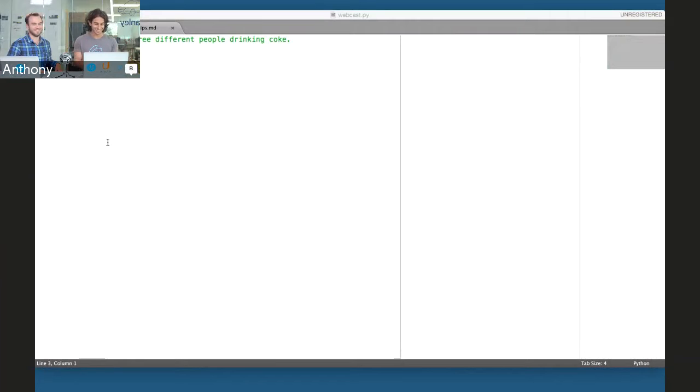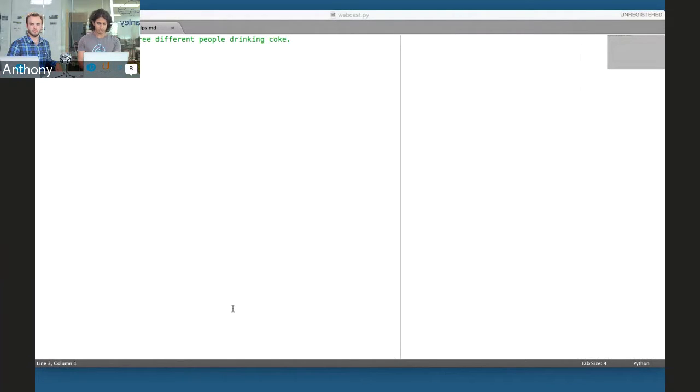Now, the second part of this problem is show a user 3 different people drinking Coke. What does that mean? I think here we can make another assumption: we might want to print 3 different people. Because we're not given the people, we can assume that we can just make them up. We can also assume that drinking Coke could just be a word, a string, some sentence that we print out.